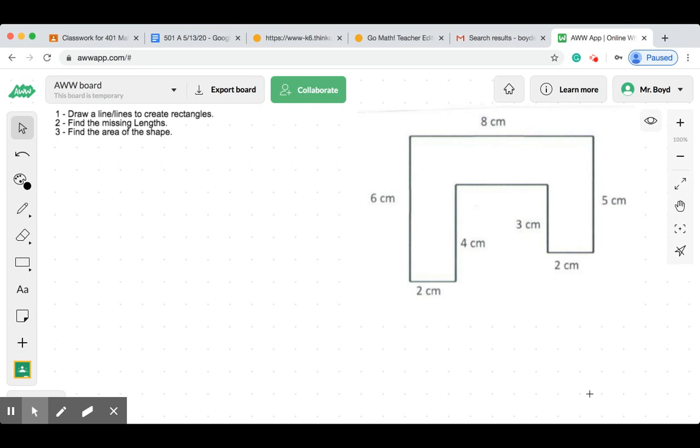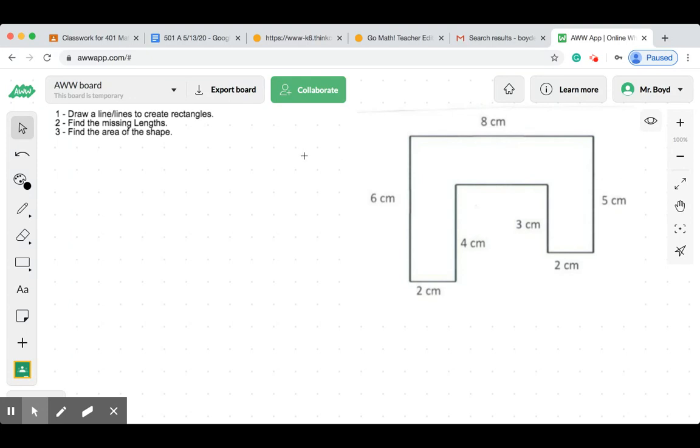So we're going to continue today with combined rectangles. We've already worked on finding the area of combined rectangles, which we did a great job of separating the rectangles by drawing lines. Today is going to be a little bit different because we're going to have to find the length of a missing side to find the area. So that'll be our second step.